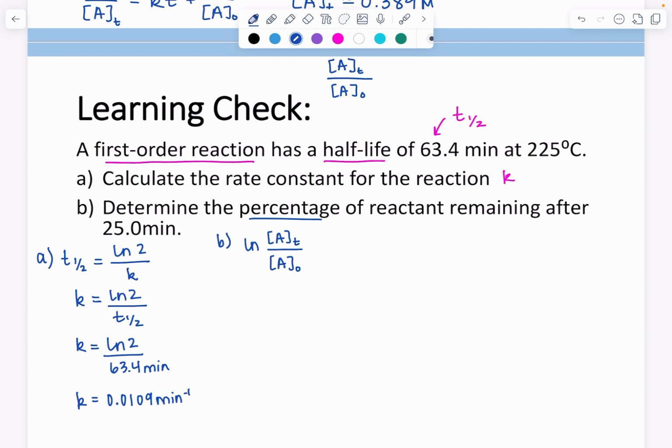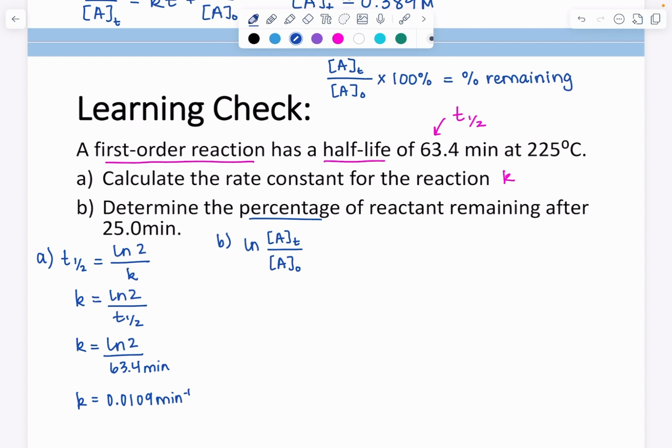Let's say you start with 100 molar of A, so that's your initial concentration. After 25 minutes, there's 50 molar. Then the amount remaining would be the ratio of those two, the concentration of A at time t divided by initial times 100%. So this is the percent remaining after a certain amount of time.